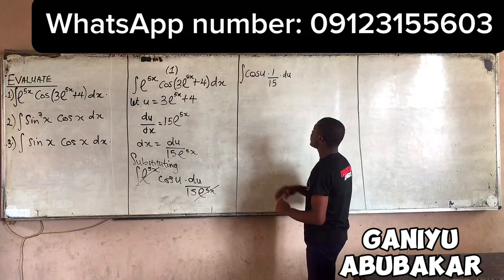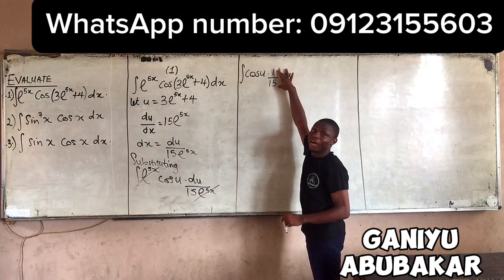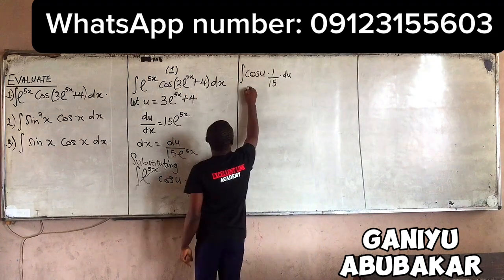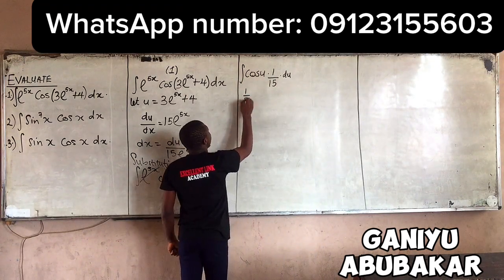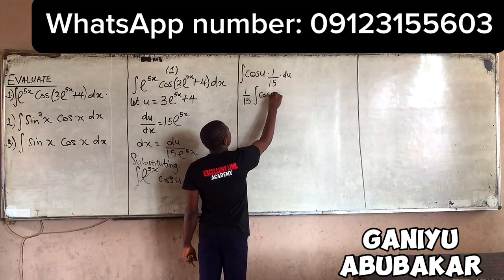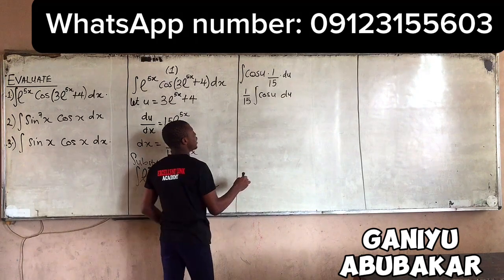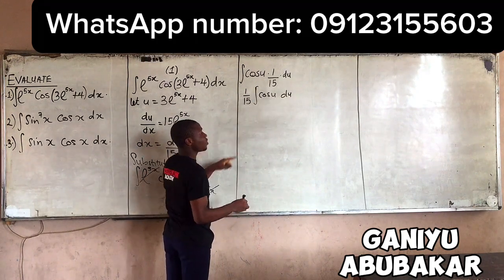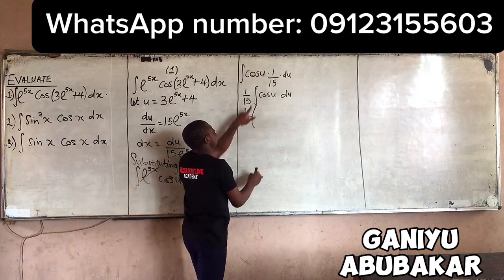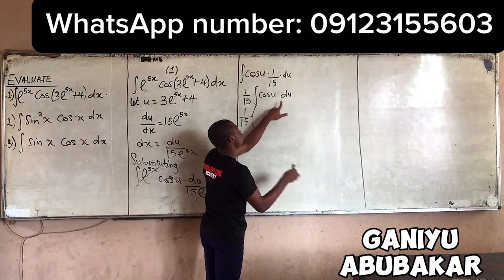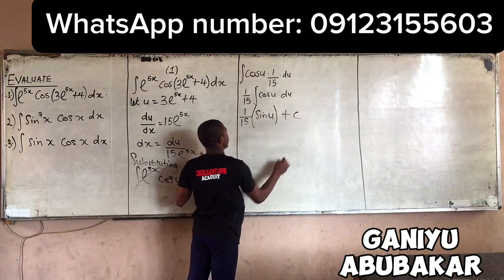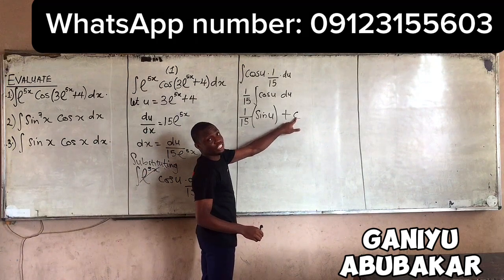At this point, I'll pick out the constant term, which is 1 over 15, outside the integral sign in this manner. Next up, cos u du. If I integrate cos u, I'll have what then? sin u. I'll have 1 over 15 times the integral of cos u with respect to u, which gives sin u, next up, plus c. This we call the concept of integration.